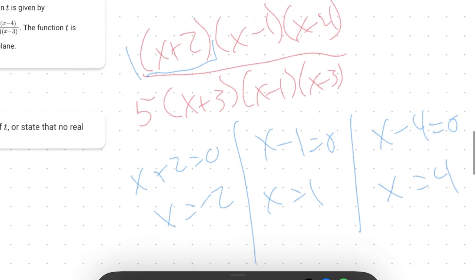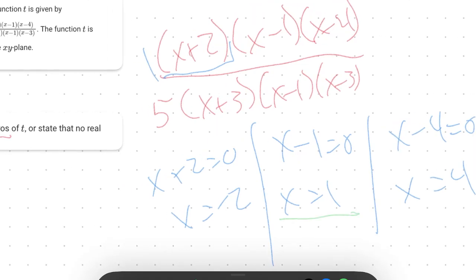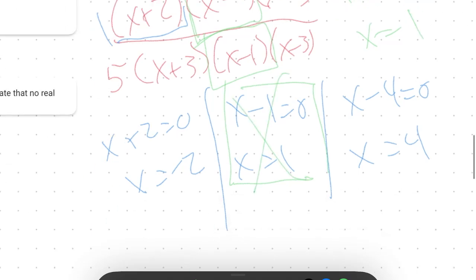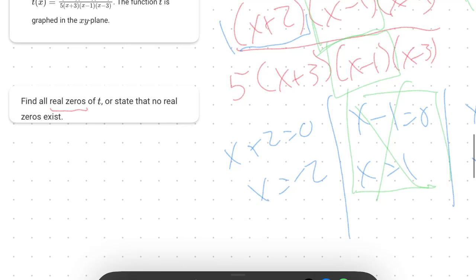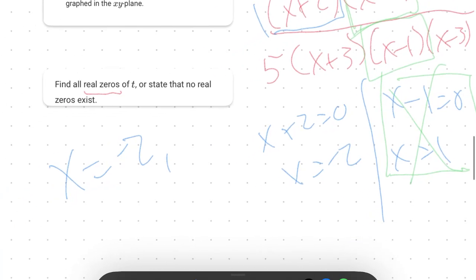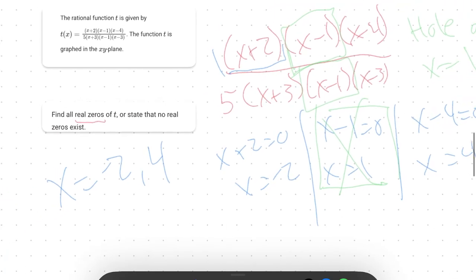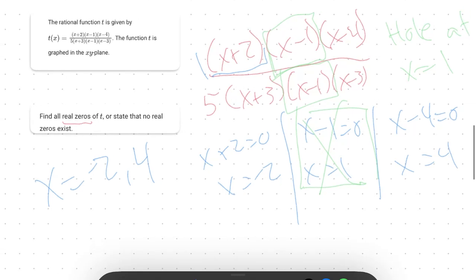But again, just like the previous part, right here, x minus 1, the factor is on the top and the bottom. So again, same logic. There's a hole at x equals 1. So therefore, we do not include 1 as our zero. So the zeros are x equals negative 2 and positive 4. Okay, simple process. You just have to know what to do.